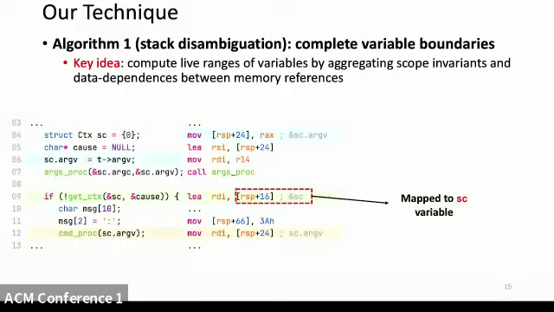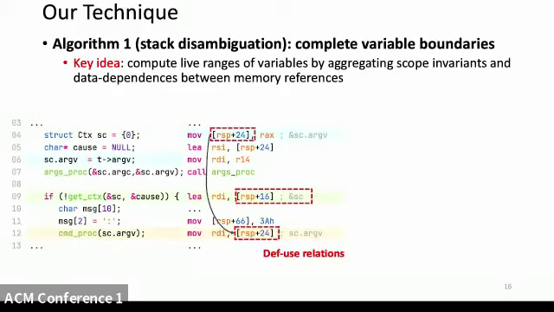Intuitively, if we can compute these variable ranges, then all other memory references can also be mapped to local variables. For this example, we can observe that for the memory references at line 4 and 12, there is clearly a def-use relation between them, which implies that these two memory references actually belong to the same variable whose scope is at least from line 4 to line 12.